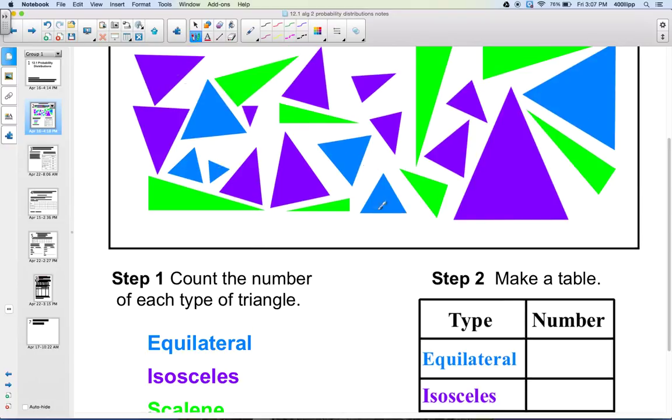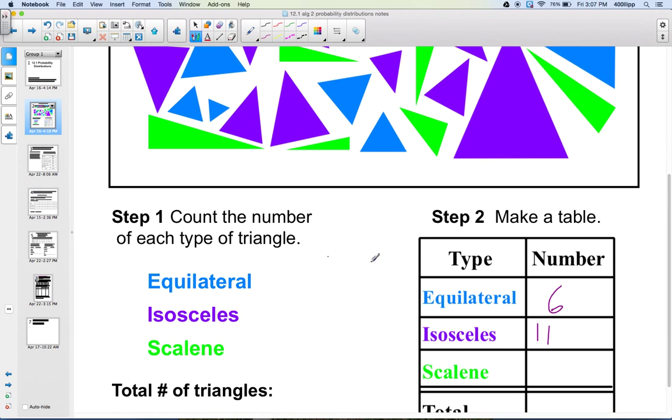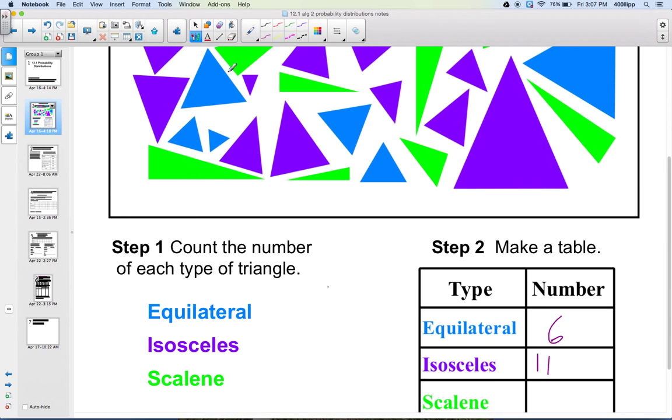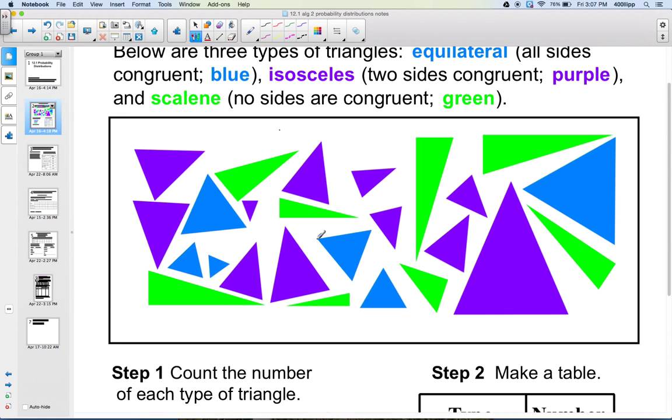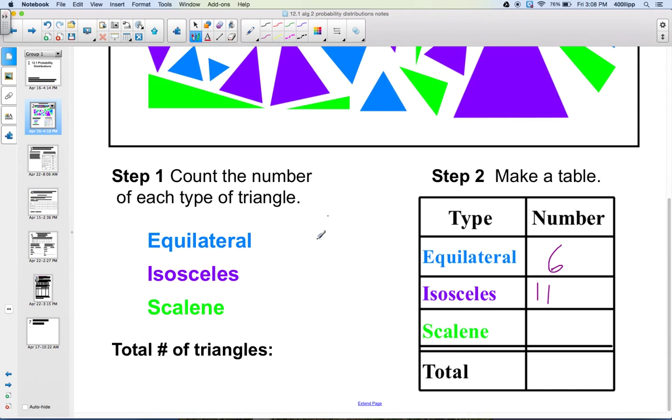1, 2, 3, 4, 5, 6. So 6 of the triangles are equilateral. Isosceles, we have 1, 2, 3, 4, 5, 6, 7, 8, 9, 10, 11 of them are isosceles. And scalene, we'll count those. 1, 2, 3, 4, 5, 6, 7, 8 of them are scalene. So we have 8 that are scalene. And then we're going to just add up the total amount of triangles. We are adding those up and we have 25 triangles altogether.